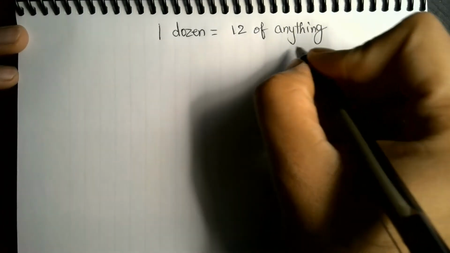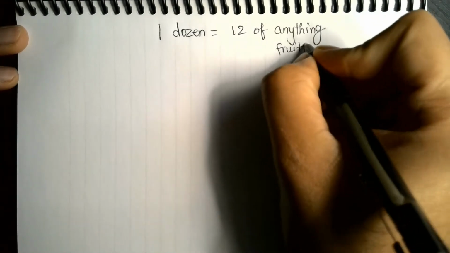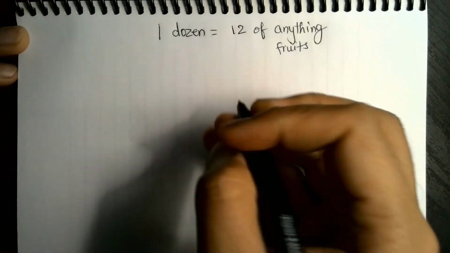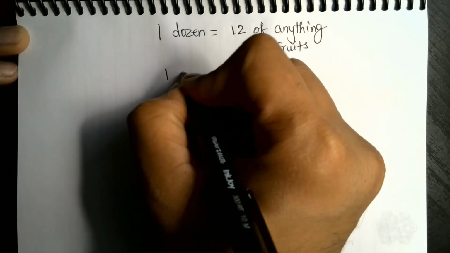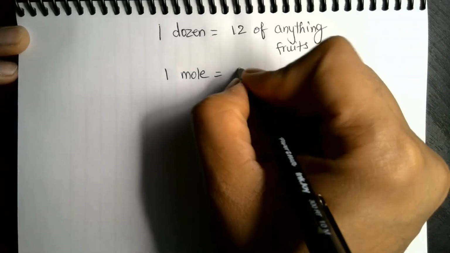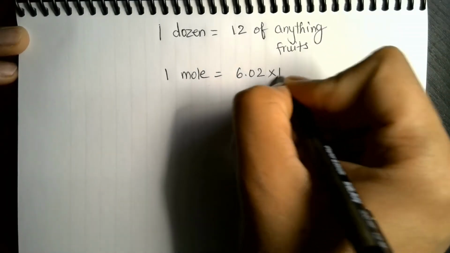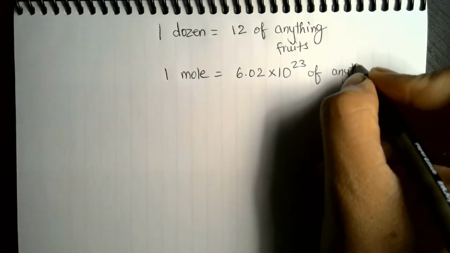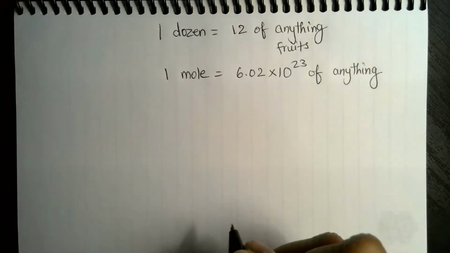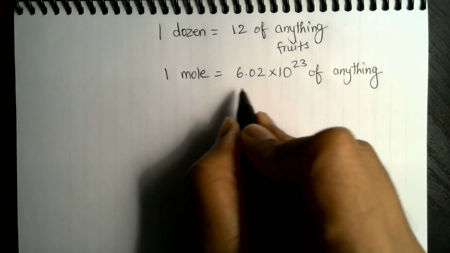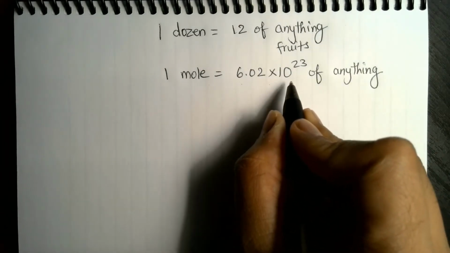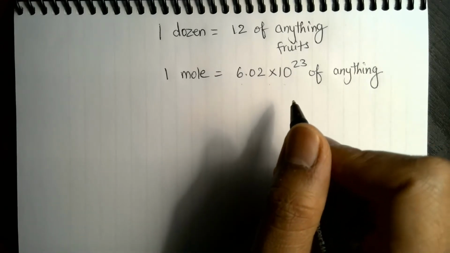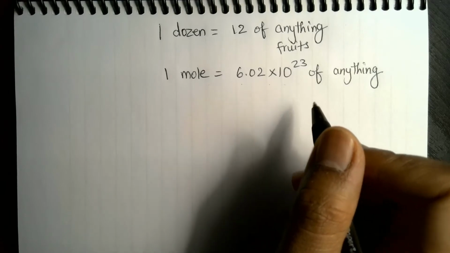It can be fruits, it can be any objects that you're trading. Similarly, when you have 1 mole, that means 6.02 times 10 to the power 23 of anything. This doesn't have to be limited to chemistry. When you think about it, 1 mole can be used to represent 6.02 times 10 to the power 23 of anything, but it becomes useful only in chemistry because we are looking at large number of particles.